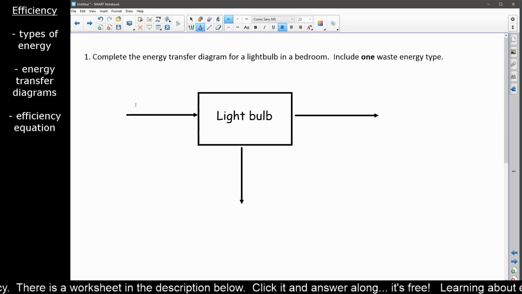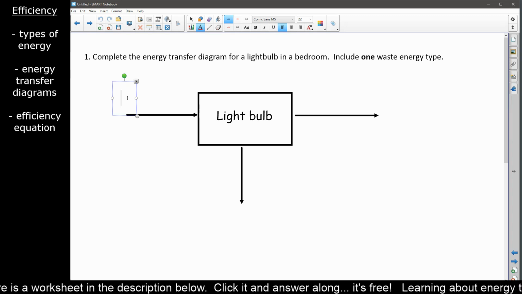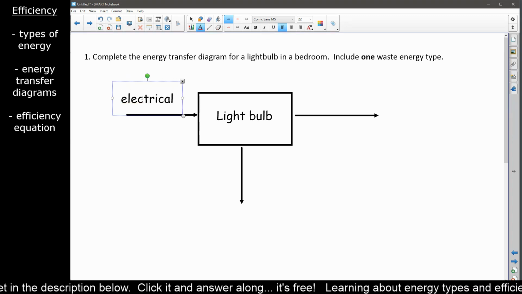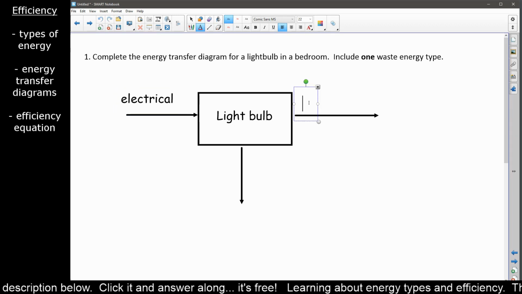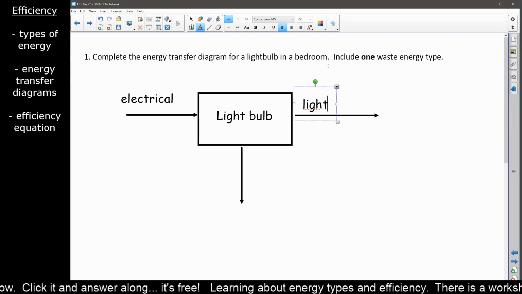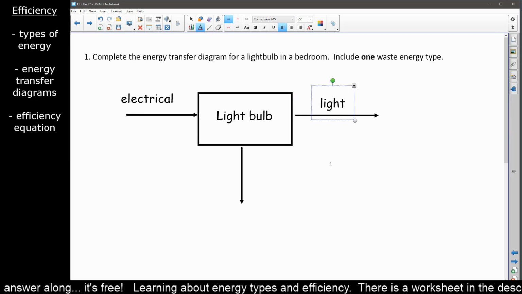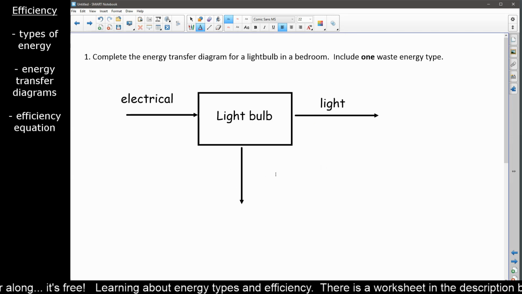So what goes into a light bulb? Well, electricity goes into a light bulb, so we're looking for electrical energy. So electrical energy goes in. What comes out of a light bulb? Clues in the name. Light comes out of a light bulb. It's in your bedroom, so it's unlikely that you're going to be using it for heating purposes, so light's the useful form out here. And then we need a waste energy.